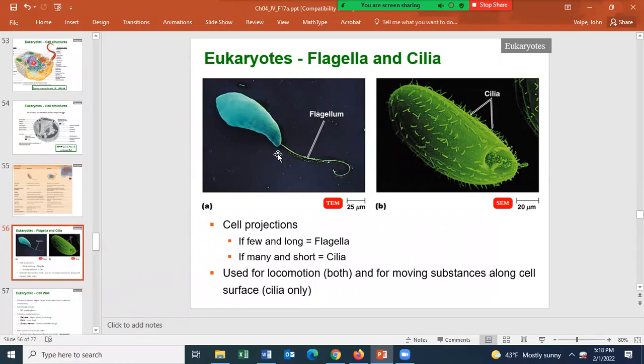If the cell moves by something that's long, it's a flagellum. If it moves by something that's short, and there's many of them, it's cilia. Cilia are something you only find on eukaryotic cells, and they're short hair-like structures. They're both used for locomotion. Flagella can be seen in eukaryotic cells as well as on prokaryotic cells.